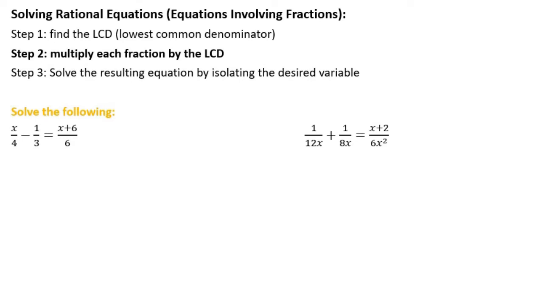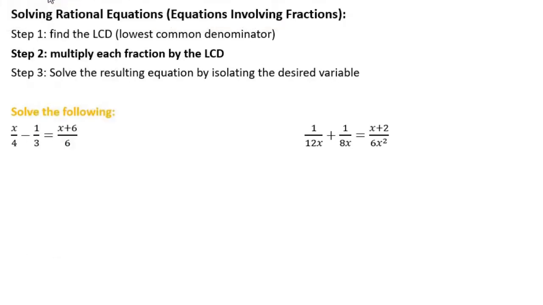First, we'll find the lowest common denominator. And then in order to get rid of the denominators in each term, we're going to multiply each fraction by the lowest common denominator. Or rather, multiply each term, even if it's not a fraction. And then we solve the resulting equation by isolating x. Let's look at the first question.